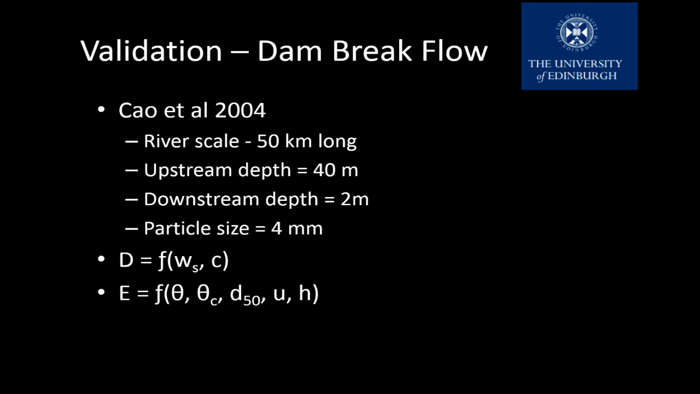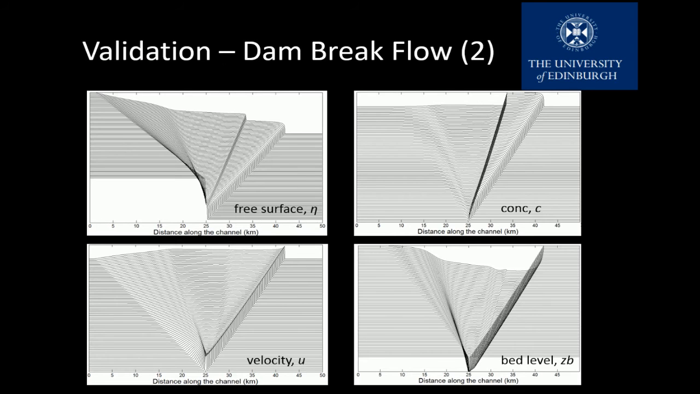In terms of scale, this is a 50-kilometer long river channel, and the upstream depth is 40 meters and the downstream depth is 2 meters, and the particle size I've been looking at is 4 millimeters. So these are some of the results that I've obtained. These are XT plots, so this is X, and this is time, so you can see how each of the components varies in time: the free surface elevation, which is like the depth of the water, the concentration of suspended sediment, the velocity of the flow, and also the update of the bed level.